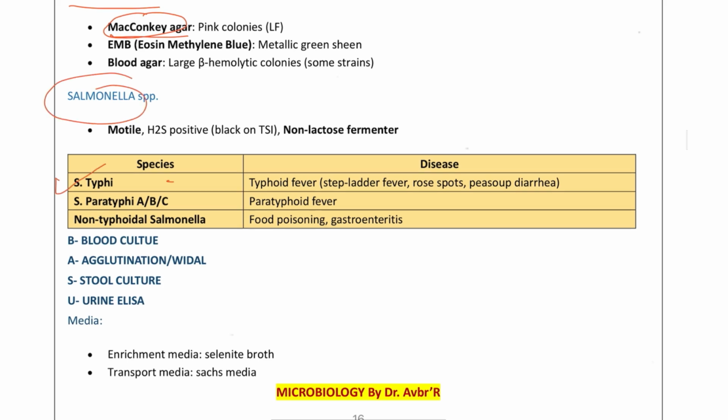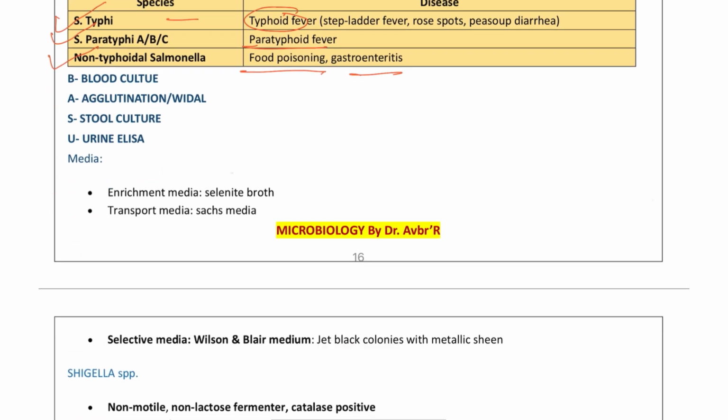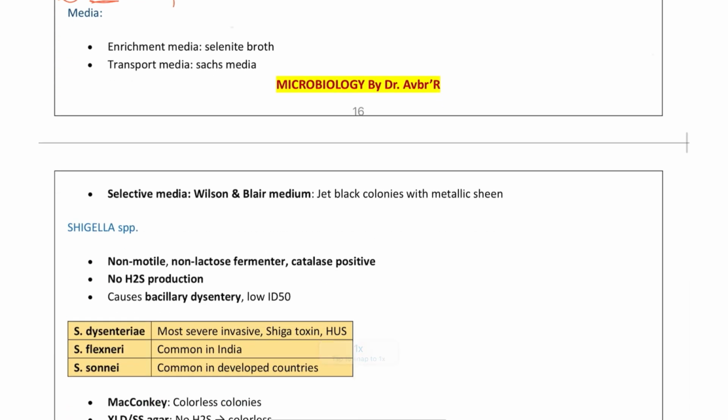Salmonella typhi is the most common, which causes typhoid fever, and Salmonella paratyphi will cause paratyphoid fever. Non-typhoidal Salmonella will cause food poisoning and gastroenteritis. And how are we going to do the diagnosis? First week you are going to do the blood culture. Second week agglutination and the Widal test. Third week it is stool culture. Fourth week it is urine ELISA. Okay, remember the mnemonic BASU. How we are going to proceed in the first, second, third, fourth weeks. And the enrichment media is selenite broth that you have to remember.